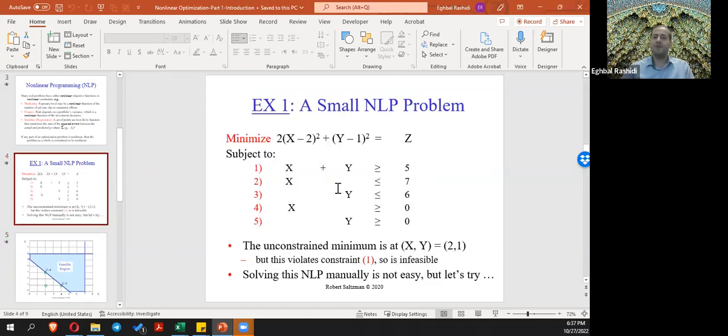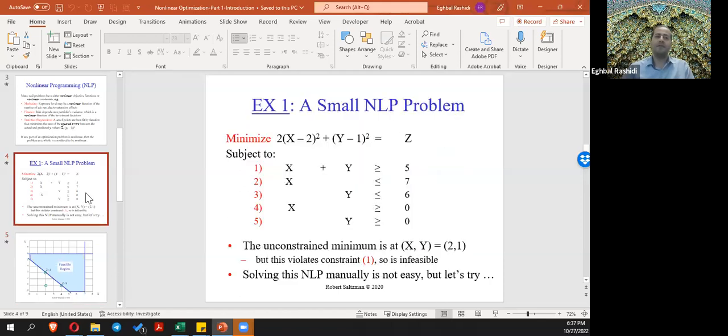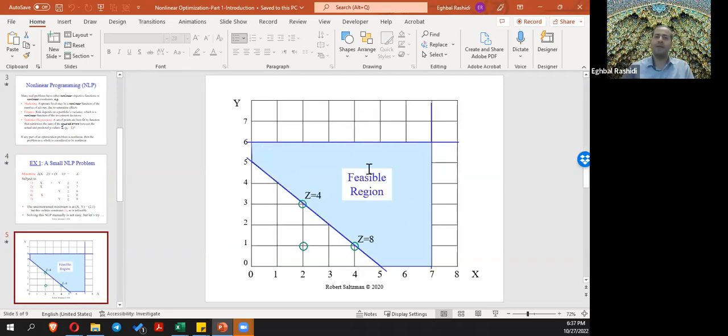The second constraint is that x should be less than 7. The third constraint is that y should be less than 6, and that's about it. This is our feasible region.